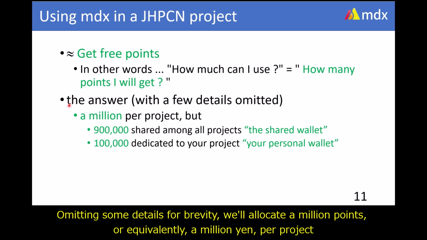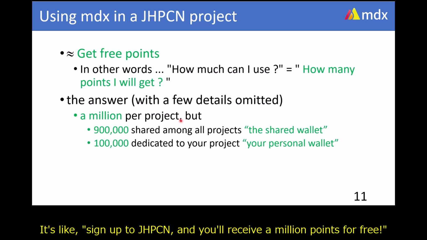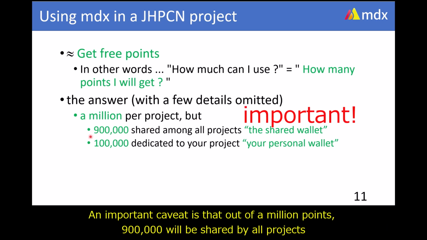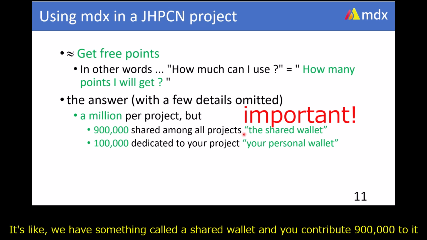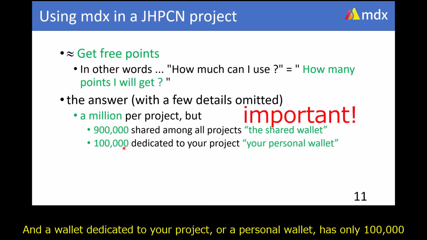Omitting some details for brevity, we'll allocate 1,000,000 points, or equivalently, 1,000,000 yen, per project. It's like, sign up to JHPCN, and you'll receive 1,000,000 points for free. An important caveat is that out of 1,000,000 points, 900,000 will be shared by all projects. It's like, we have something called a shared wallet and you contribute 900,000 to it. And a wallet dedicated to your project, or a personal wallet, has only 100,000.